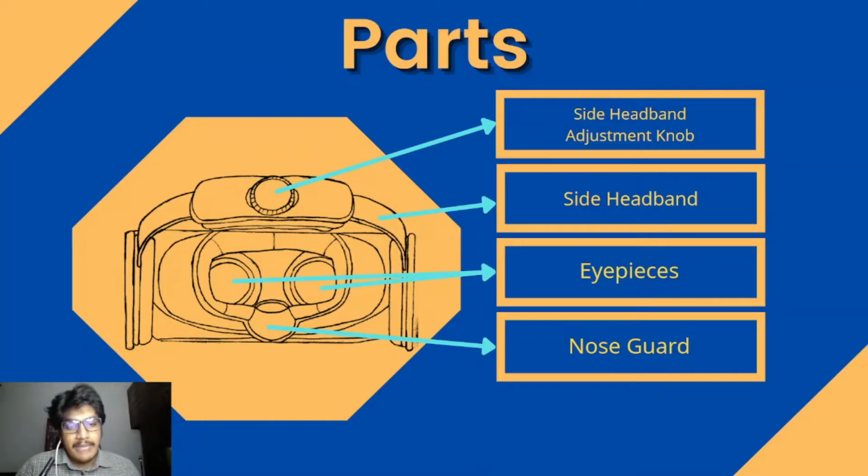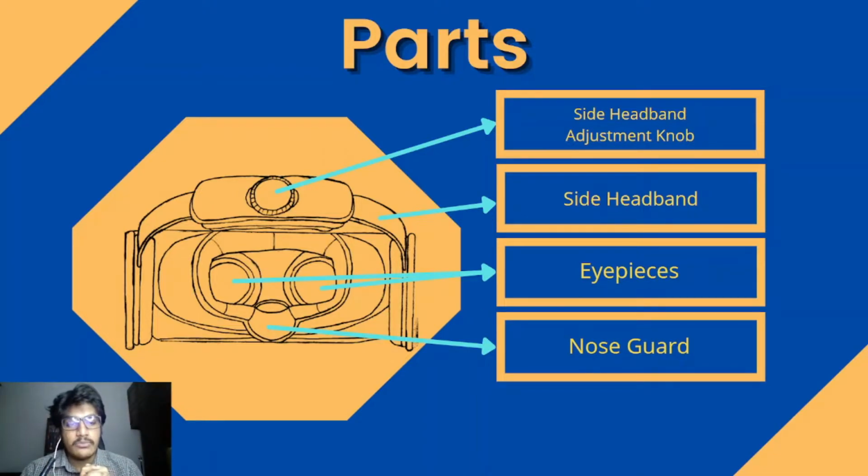Next up are the eyepieces, two eyepieces that can be seen here, and this is because the display that we are using for our VR headset is a retinal projection display. It will display two portions of the screen within each individual eye, and this will form a full rectangular display, which will be explained by my friend later on.